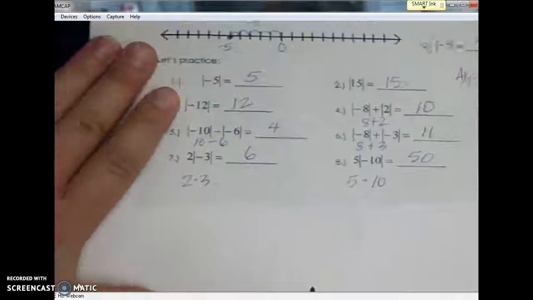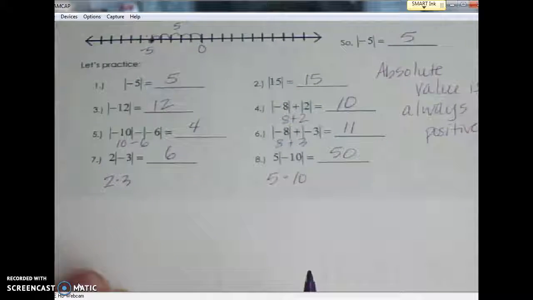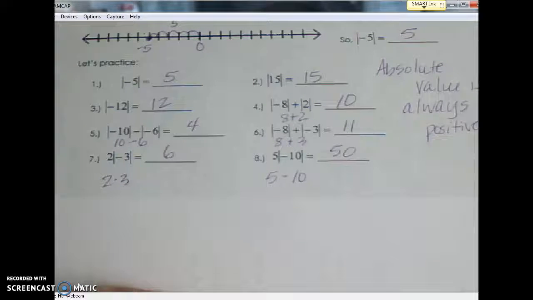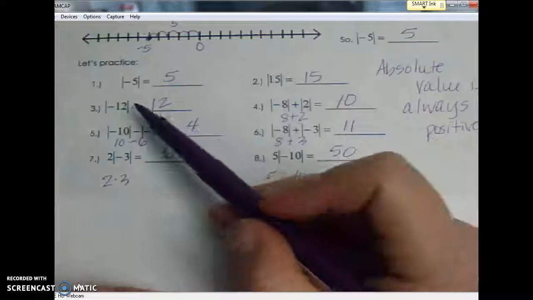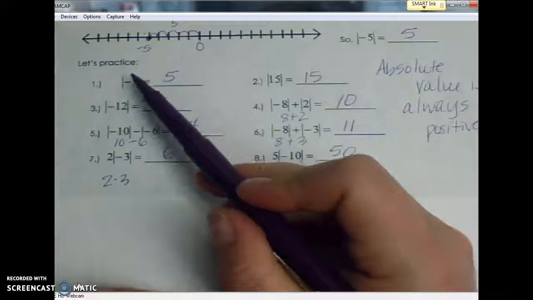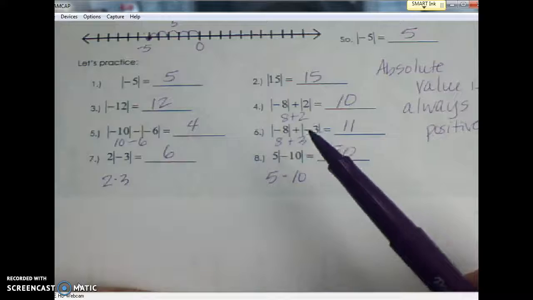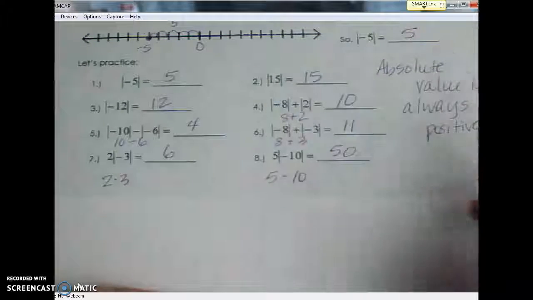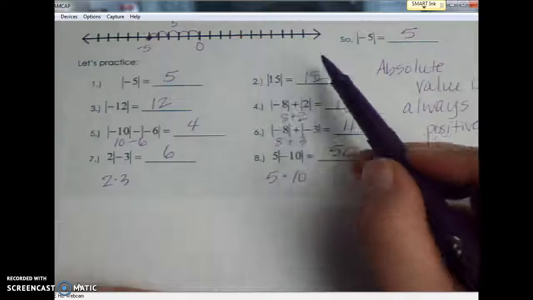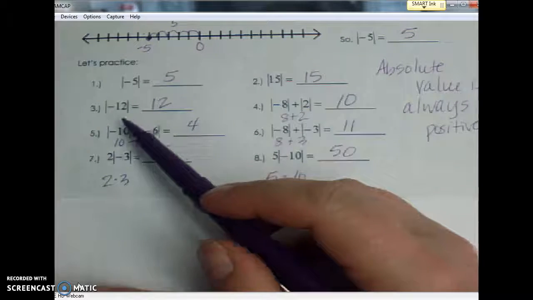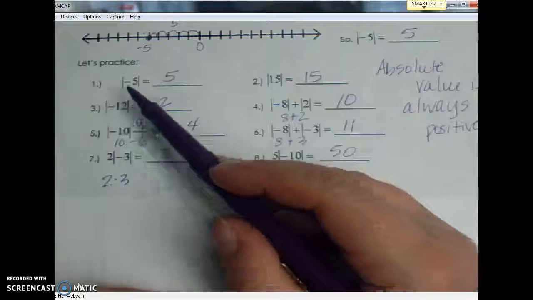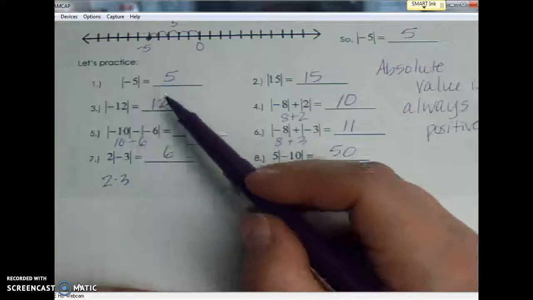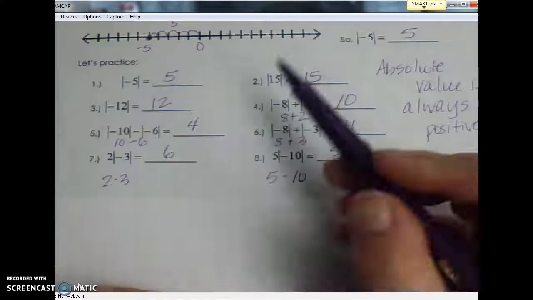Different than additive inverse. Additive inverse, you think opposite. Absolute value, you think distance, so it's positive. The absolute value signs are 2 bars straight up and down. The absolute value of negative 5 is 5. Absolute value of 15 is 15. The absolute value of negative 12 is 12. Notice how all of these are positive numbers.